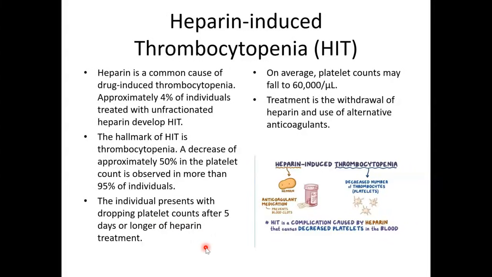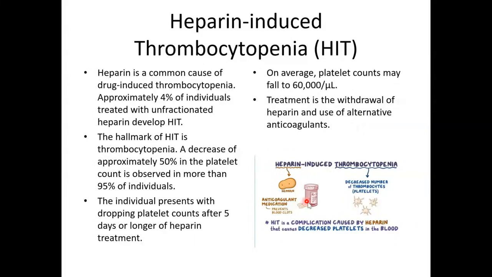And if that occurs, we always want to draw some platelets to see what they are. On average, platelet counts may fall to 6,000, so they can fall that low. Treatment is the withdrawal of heparin, generally, period. That's usually all we need to do, and if we need to, we give them an alternative anticoagulant, another one that doesn't cause HIT.